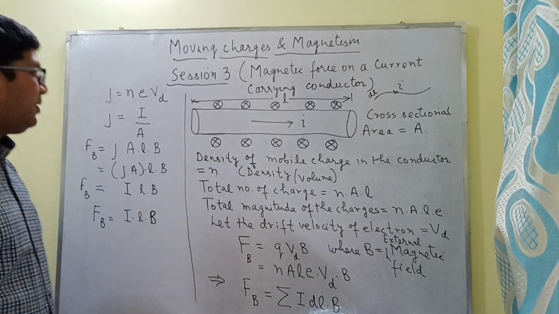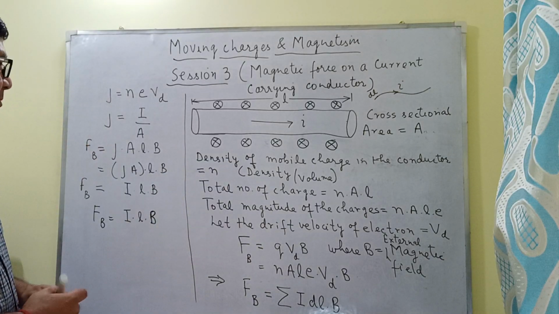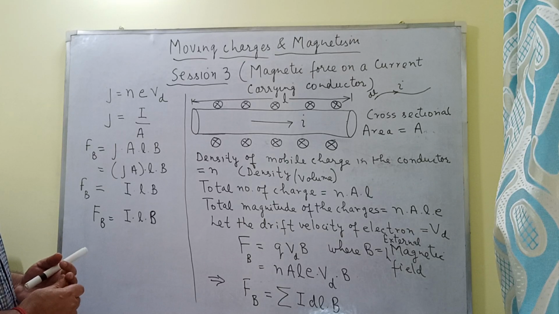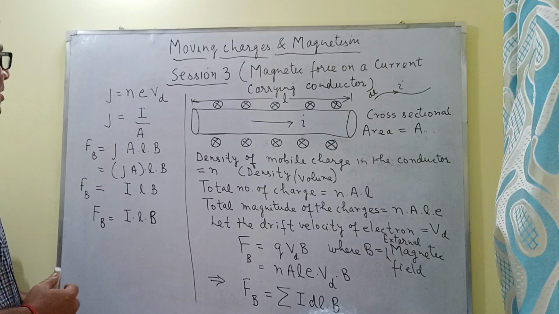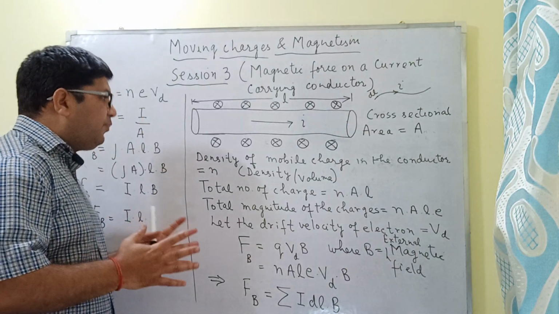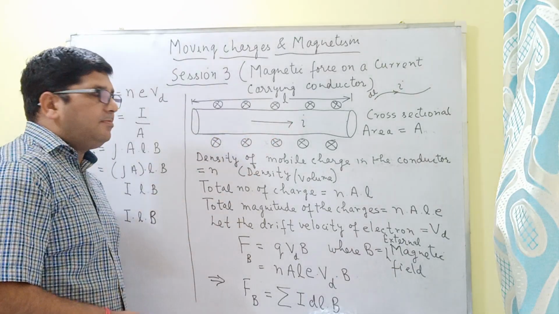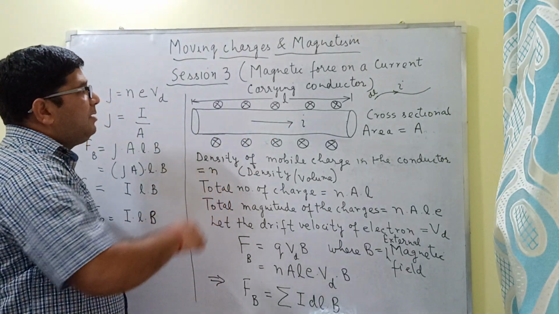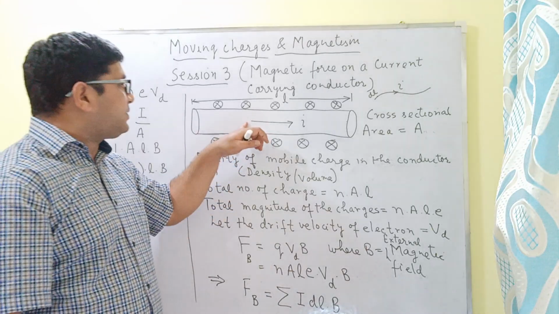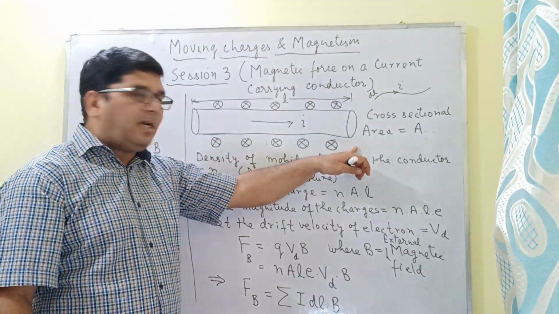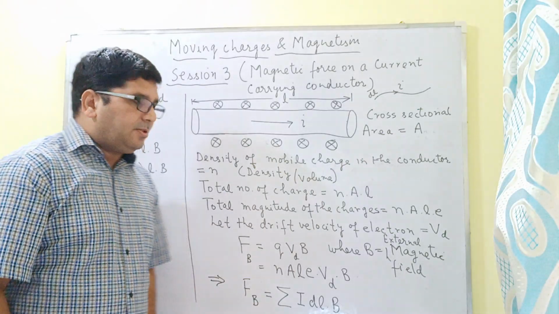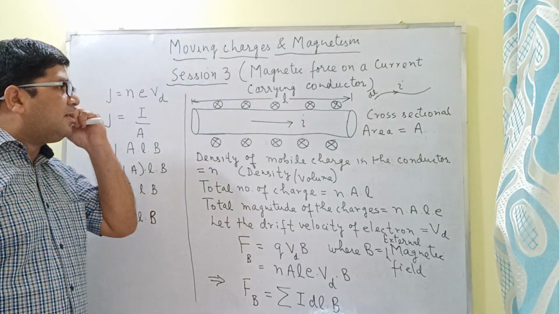So this is what I just wanted to discuss in this session 3, and in session 4 we will be discussing the total force which is exerted on a conductor in the presence of the external magnetic field and the external electric field.